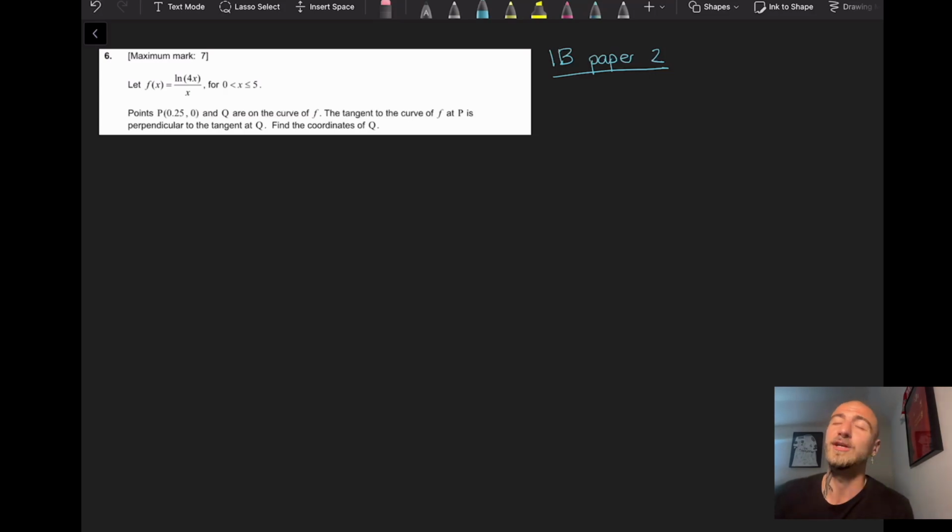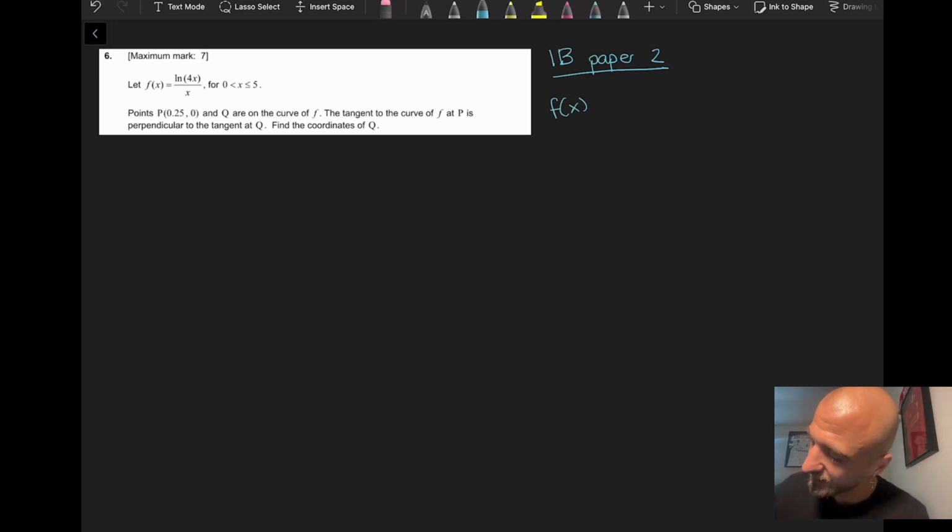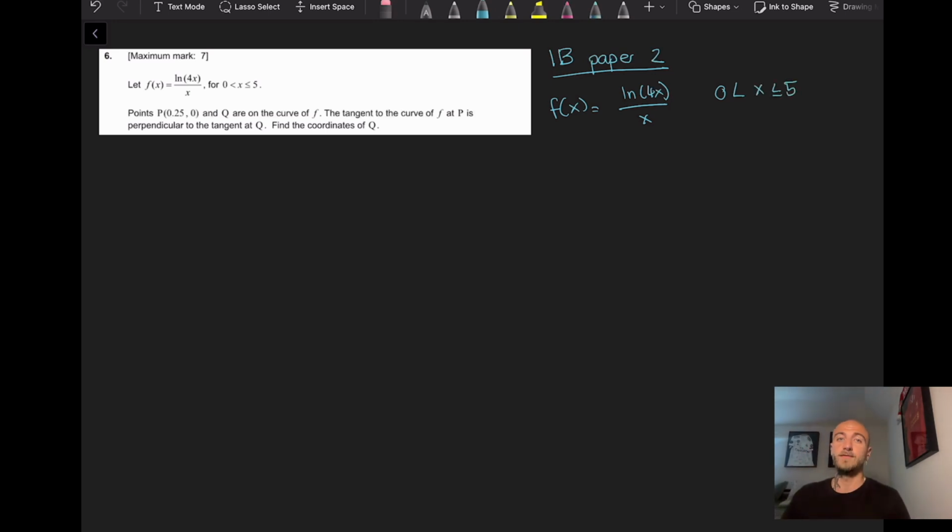Today we have an absolutely awesome question from an old IB paper 2 exam. We've got a function, f of x is equal to ln of 4x all over x. Okay, and this function is only defined for x values between 0 and 5, inclusive of 5, exclusive of 0.